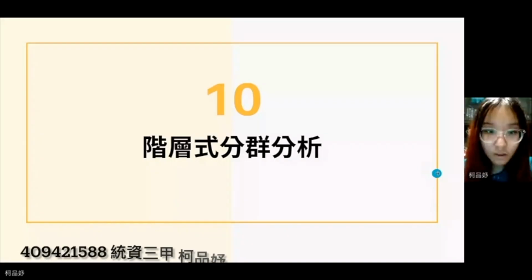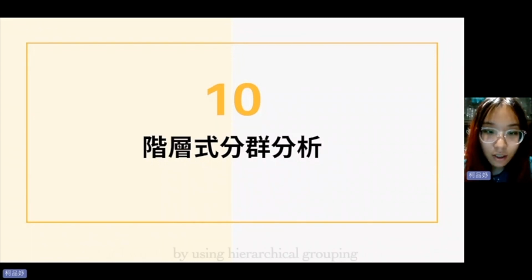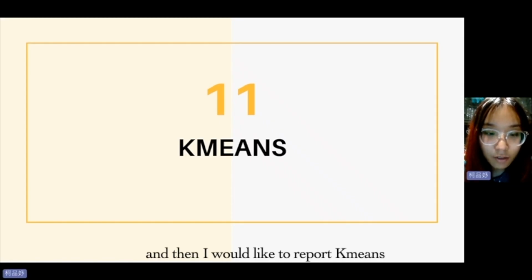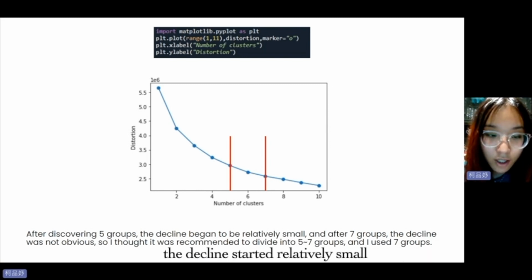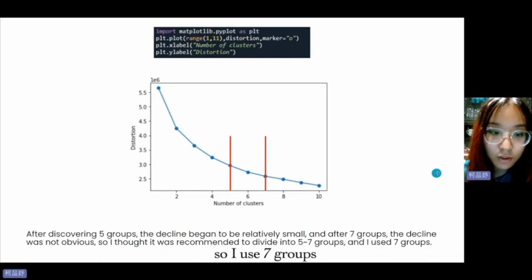0.9690. What I would like to report is hierarchical grouping and analysis. By using hierarchical grouping, it can be found that the line of 5 groups is the most obvious, so I use 5 groups. And then I would like to report K-means. In the steep slope graph, it can be found that after 5 groups, the decline started to be relatively small, but after the 7th group, the decline was not obvious, so I think it is recommended to divide it into 5 to 7 groups, so I use 7 groups.